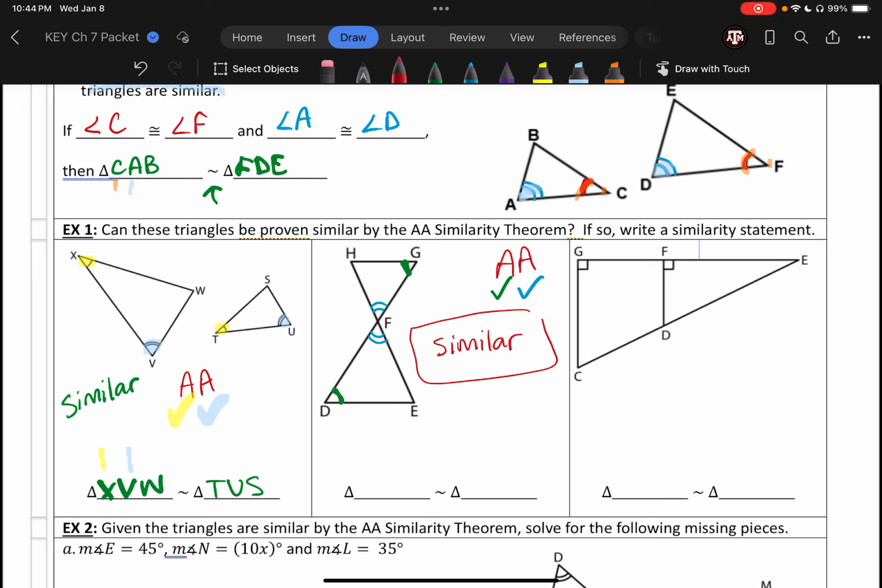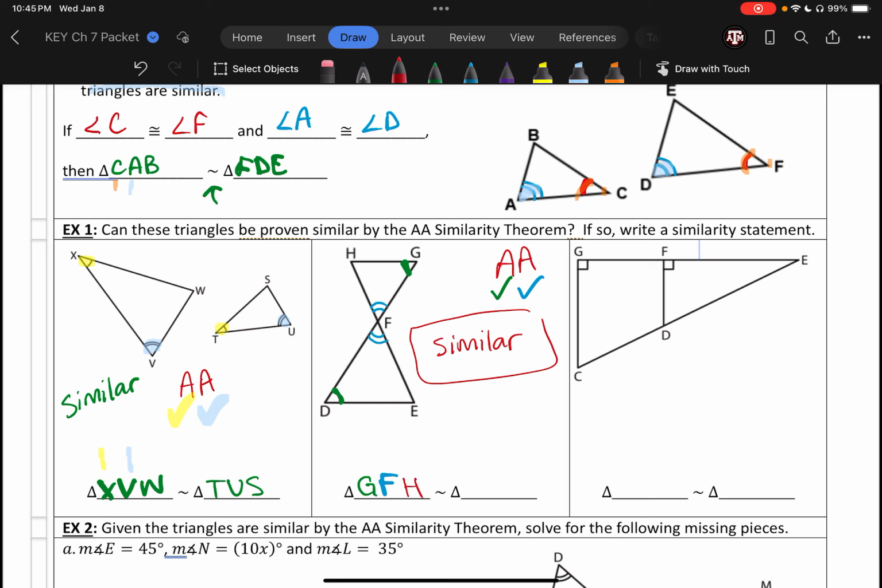So similar, and now we write the similarity statement. Just be careful again when writing this. So kind of slow down, just do it one at a time. So here, I'm going to go ahead and start with my angle in green. I'm going to start with the triangle on the top. So triangle G. Next, I'm going to go with the angle marked in blue with two rings, F. And then my last letter here would be H.